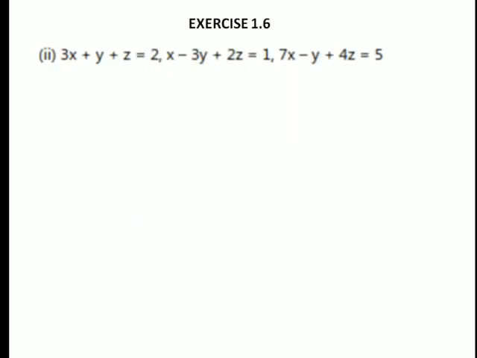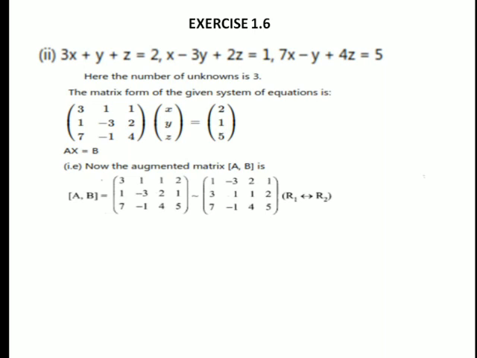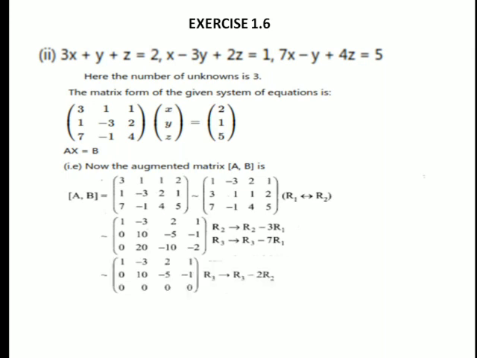Second sum. Write it in the matrix form Ax equal to B. Then you write the augmented matrix A comma B. You interchange row 1 and row 2. Next, row 2 modified: row 2 minus 3 row 1 and row 3 minus 7 row 1. Next, row 3 minus 2 row 2.